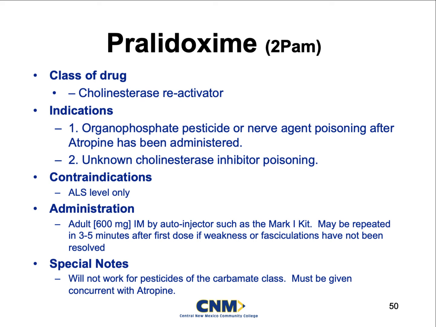Contraindications for this drug, yes, this is technically an ALS level only drug. By ALS, we mean paramedics, advanced life support. But this is something that you guys are trained for specifically out here in the state of New Mexico because of all the research facilities that we have out here. Your administration, the adult dose is 600 milligrams IM, intramuscular by auto-injector. It's also known as the Mark I antidote kit. It can be repeated 3 to 5 minutes after the first dose if weakness or fasciculations have not been resolved.